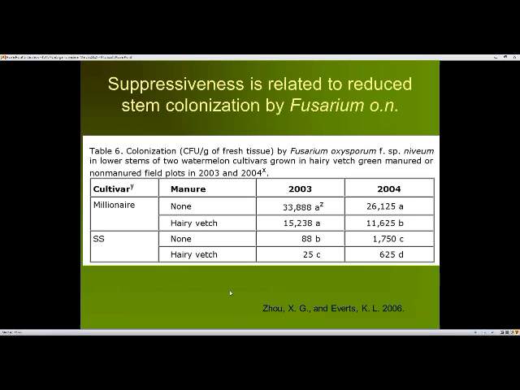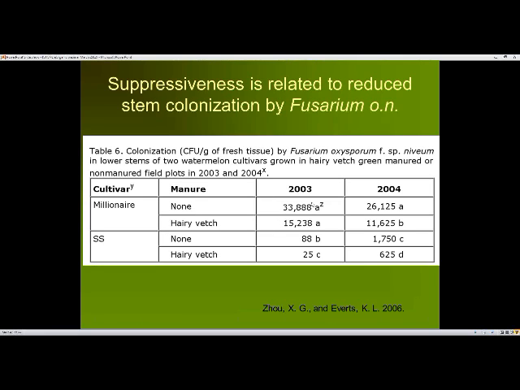It's not very clear at all what the mechanism of suppression is in this system, although it's not highly variable. But what they see is that both the resistant cultivars and the hairy vetch reduce the amount of colonization of the fusarium pathogen into the stems of the watermelon.